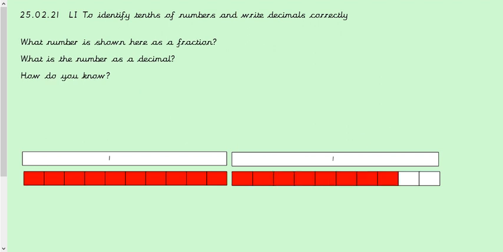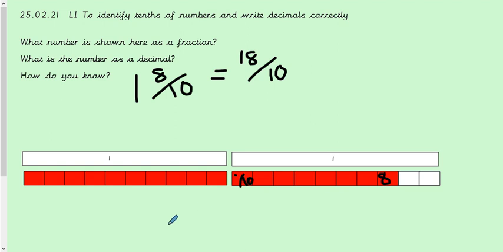Let's look at another one together first before you have a go. So what would this be as a fraction? What would it be as a decimal? Straight away we can see that again one whole has been shaded, and then 1, 2, 3, 4, 5, 6, 7, 8 tenths has been shaded as well, because these are tenths. If you add them all up, it would be 8. So 1 whole and 8 tenths, which is also 18 tenths. You can write it either way.